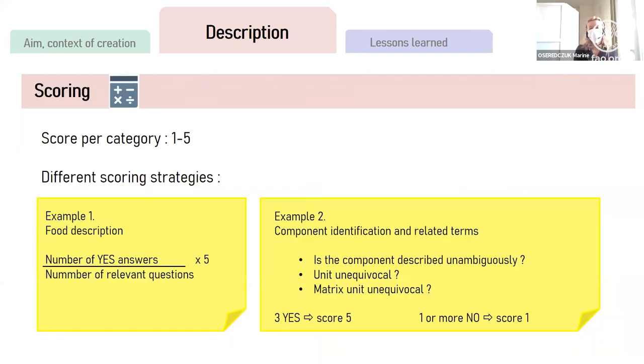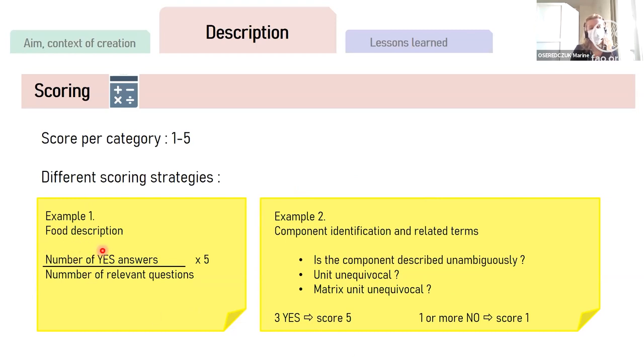So after considering two categories of the Eurofir data quality assessment system, I will say a few words on scoring strategies used in this system. Scores per category range from 1 to 5, 1 corresponding to the lowest quality, and 5 to the highest quality, of course. We have here two examples of different strategies for scoring.